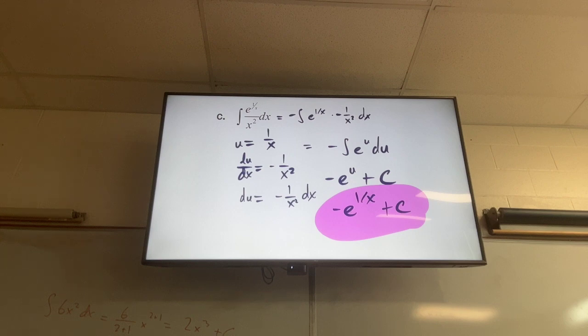Alright, so you guys see that it's the same process every time. The functions that we're dealing with are different, right? The functions and their antiderivatives are different, but it's the same process.